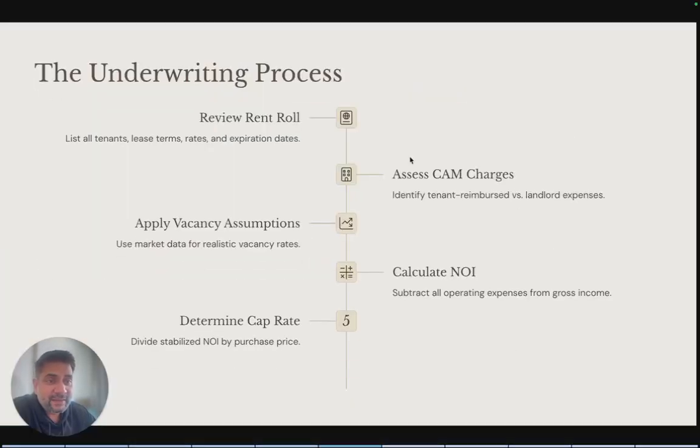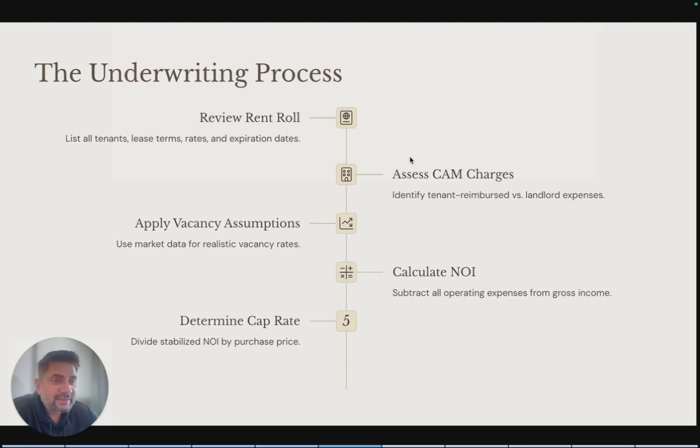Next is the underwriting process. Review the rent roll, list all tenants, lease terms, rental rates, and expiration dates. Assess CAM charges, common area maintenance charges. Identify which expenses are reimbursed by tenants and which are the landlord's responsibility.